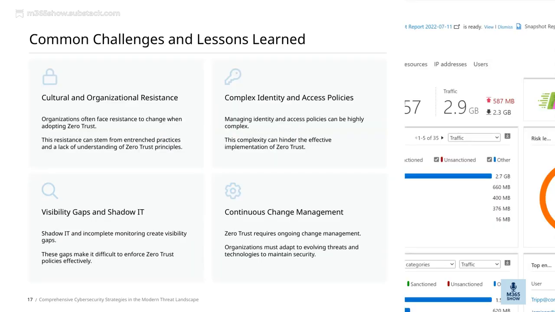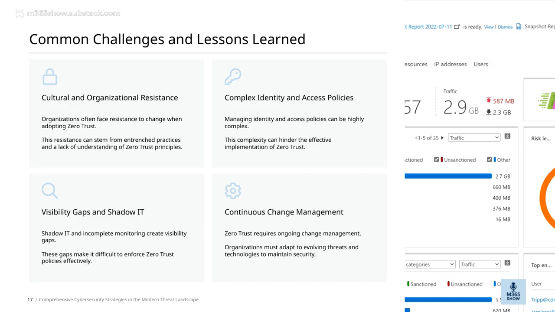Now, let's talk about some of the common challenges and lessons we've learned when implementing comprehensive cybersecurity strategies in today's complex threat landscape. One key point to highlight is that zero trust isn't a set-it-and-forget-it solution. It requires ongoing change management. As threats evolve and new technologies emerge, organizations must continuously adapt to stay secure. This means that security isn't a one-time setup, but an ongoing process of adjustment and improvement.